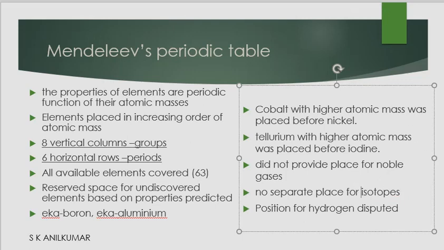That was another problem. We learnt about carbon 60 in some other video. The position for hydrogen was disputed. Hydrogen position could not be agreed upon. That was a problem with Mendeleev's table.